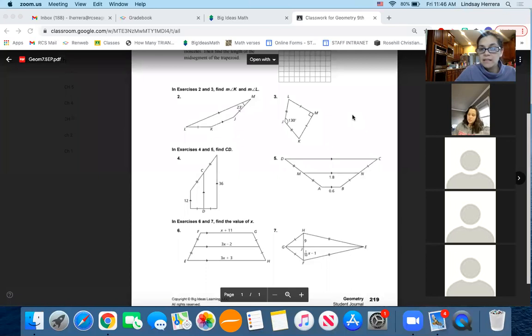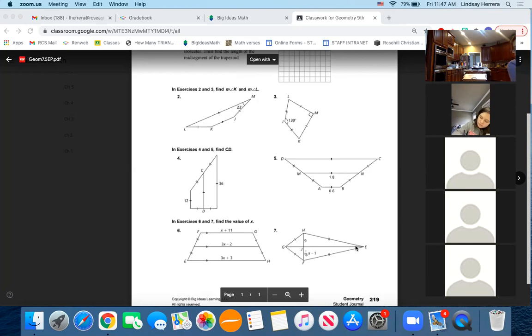Okay, so now can you guys see the assignment again, the paper, number 7? Yeah? Yes. Okay, so let's look at 7. How do we solve for x on this? Thoughts? We say that they equal each other. They do equal each other. So F and J are congruent to J and H, but these two obviously aren't. So we just set them up equal to each other.